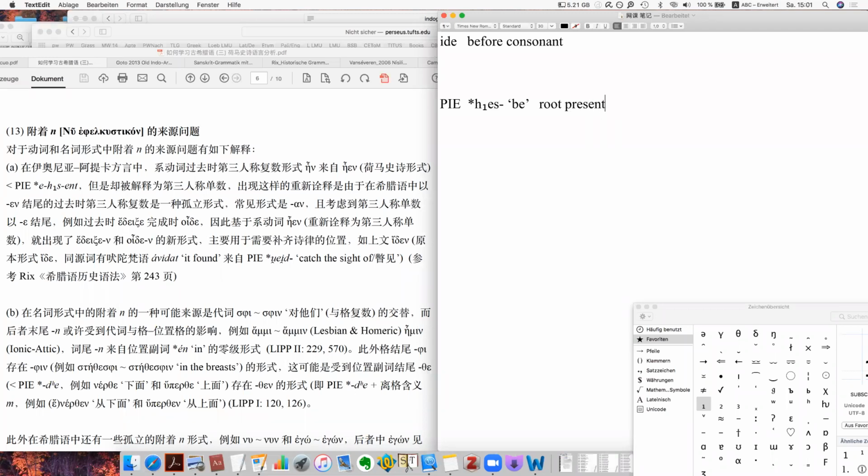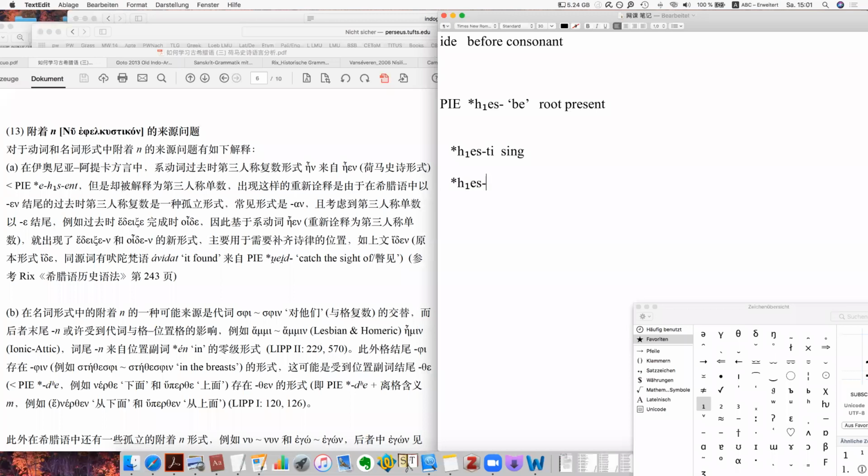We use the root present because this is a durative, right? Be or exist is a durative. So for a durative, we need to have a root present. So what is the root present of this verb? We just use the root, and then put a t. And this is for singular, right? And for plural, there's an ablaut, right?